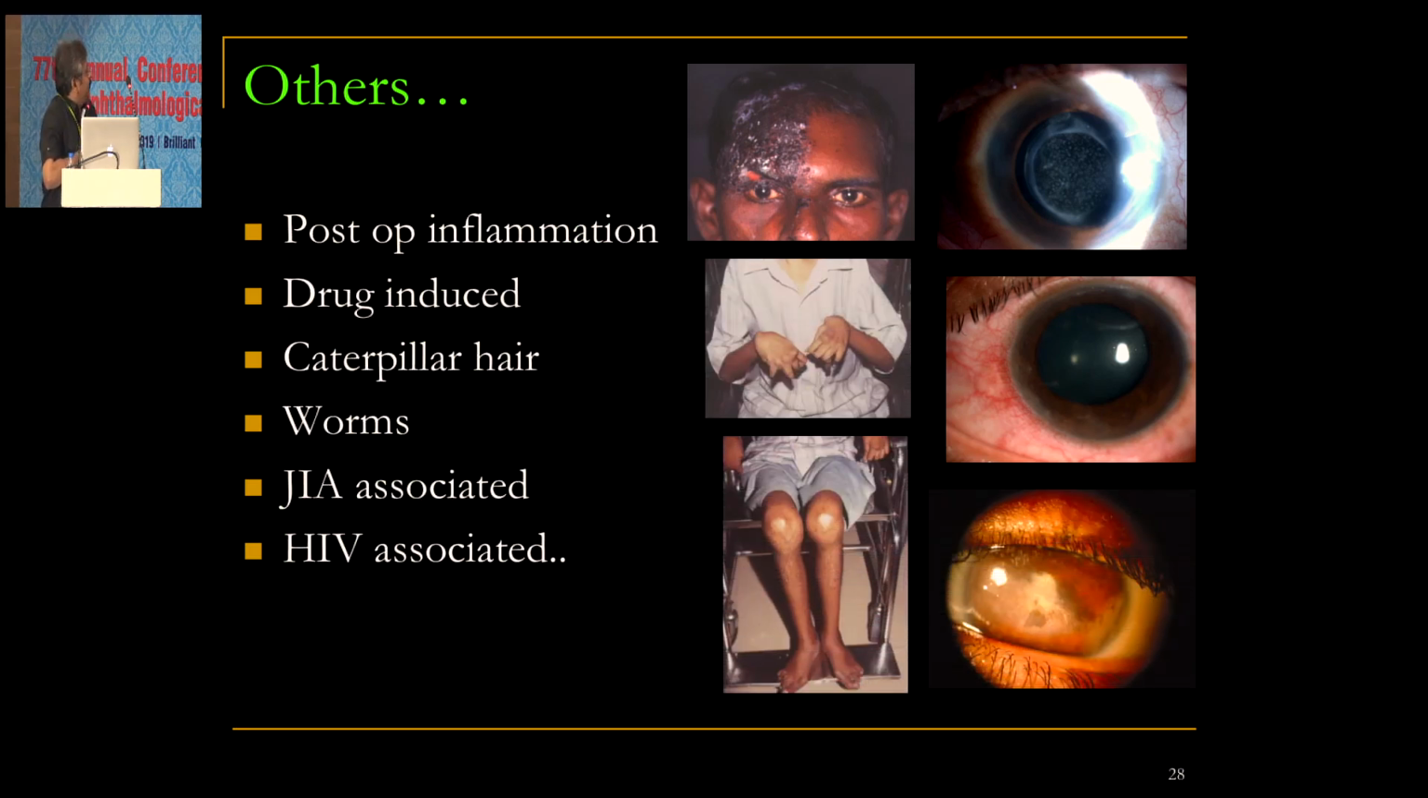Others for completion, post-op inflammation, you can have anterior uveitis. This is herpes zoster ophthalmicus. Any young adult with herpes zoster ophthalmicus, you should rule out immunocompromised state. Okay, so rule out HIV testing. So in herpes zoster ophthalmicus in a young adult, rule out HIV. This is post-op. In JRA, you can have chronic anterior uveitis with BSK, caterpillar hairs, and HIV-associated uveitis.